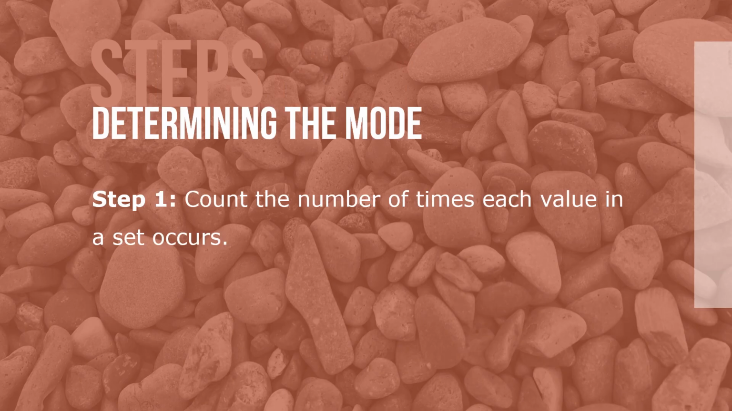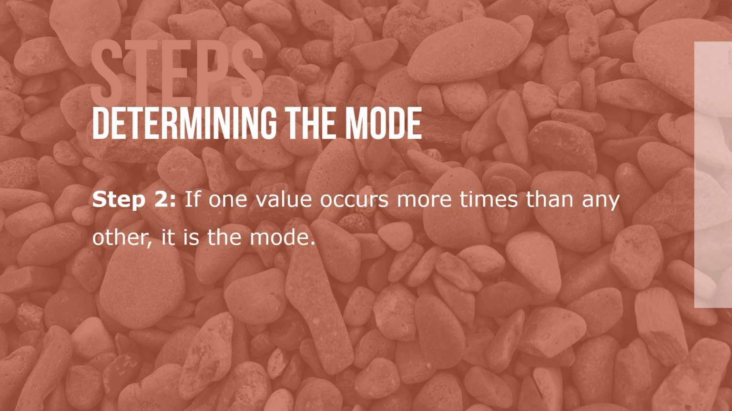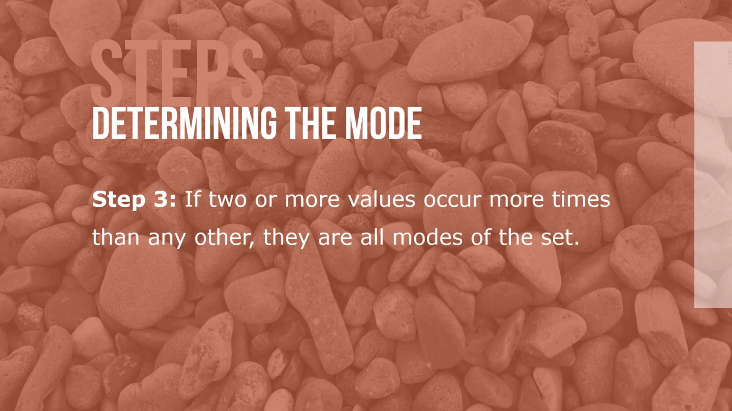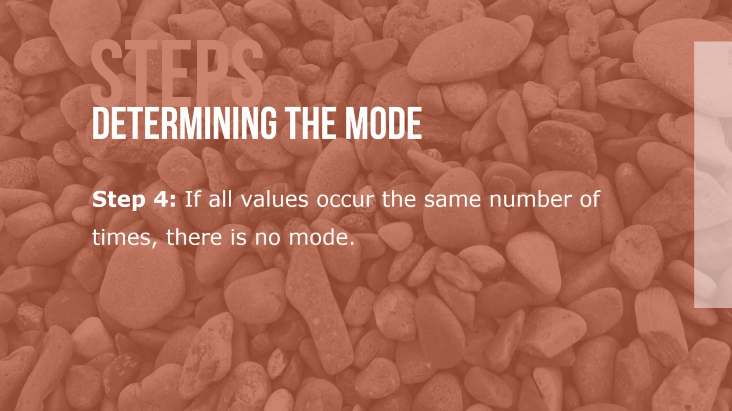Here are the steps for determining the mode. Step 1. Count the number of times each value in a set occurs. Step 2. If one value occurs more times than any other, it's the mode. Step 3. If 2 or more values occur more times than any other, they are all modes of the set. Step 4. If all values occur the same number of times, there's no mode.